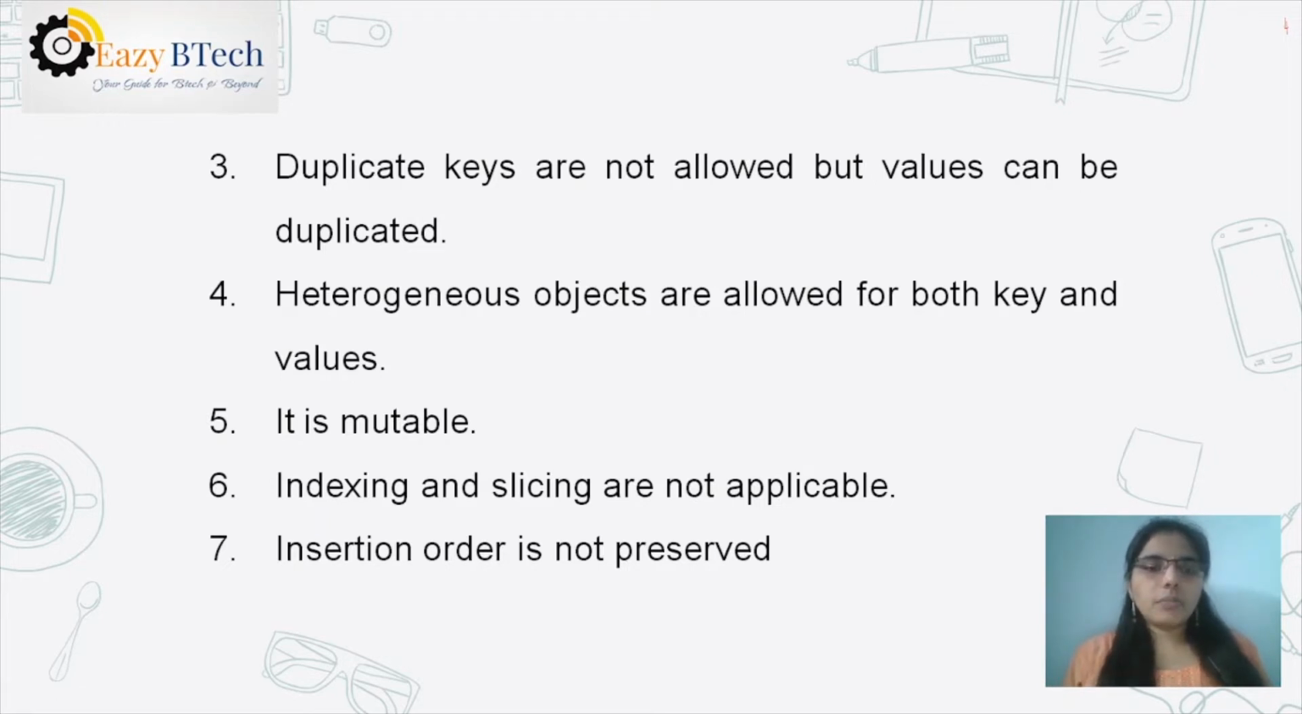It is mutable. Mutable means changeable. Only tuple is immutable. Set, list, and dict are mutable. Indexing and slicing are not applicable. Why? Because there is no insertion order. That's why indexing and slicing are not applicable for dict. For dict and set, indexing and slicing are not allowed. For list and tuple, indexing and slicing are applicable.